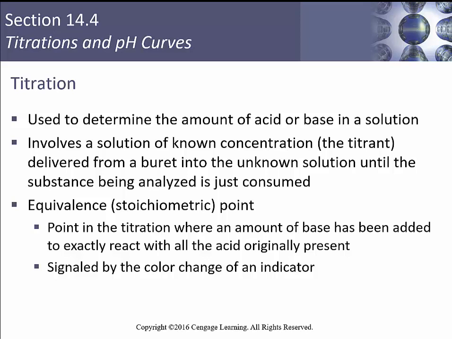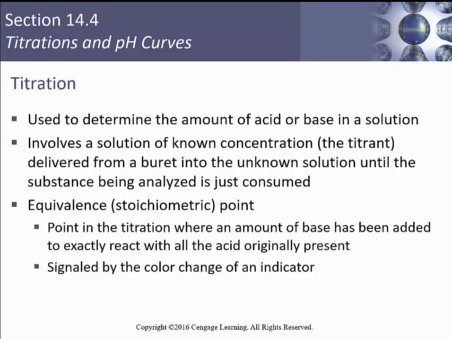Right? Or we could have what's called a pH curve titration, which is going to give us a little bit more information about a particular acid or base. So a titration is used to determine the amount of acid or base in a solution. We can do titrations with other things. We can do electrochemical titrations.